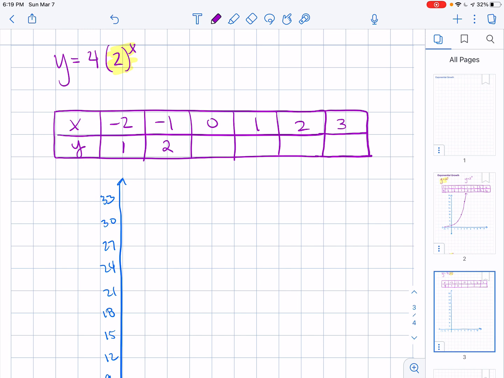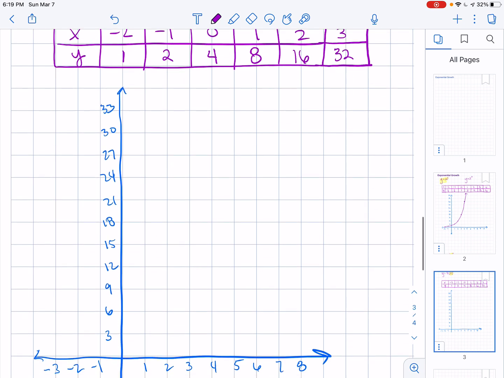2 to the power of 0 is 1. 1 times 4 is 4. 2 to the power of 1 is 2. And then 4 times 2 is 8. 2 to the power of 2, or 2 squared, is 4. And 4 times 4 is 16. And finally, 2 to the power of 3 was 8. And 8 times 4 is 32.